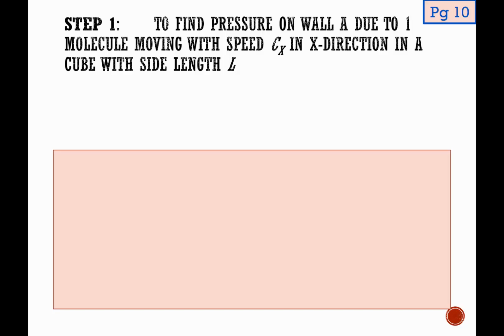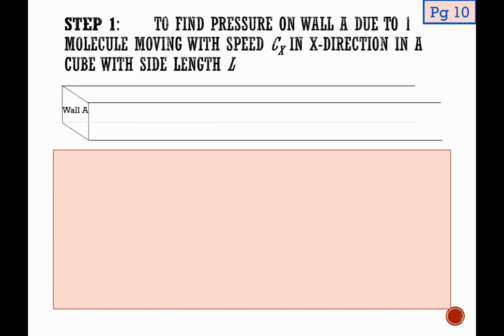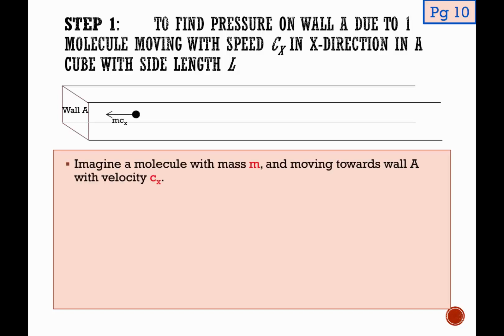experiment. So imagine I have a really long container where the right hand side actually stretches to infinity and I have a wall A on the left hand side. And I actually have one molecule, just one of them, where the mass is m and having a velocity cx traveling towards wall A. You will collide with the wall, and the collision is actually an elastic collision.